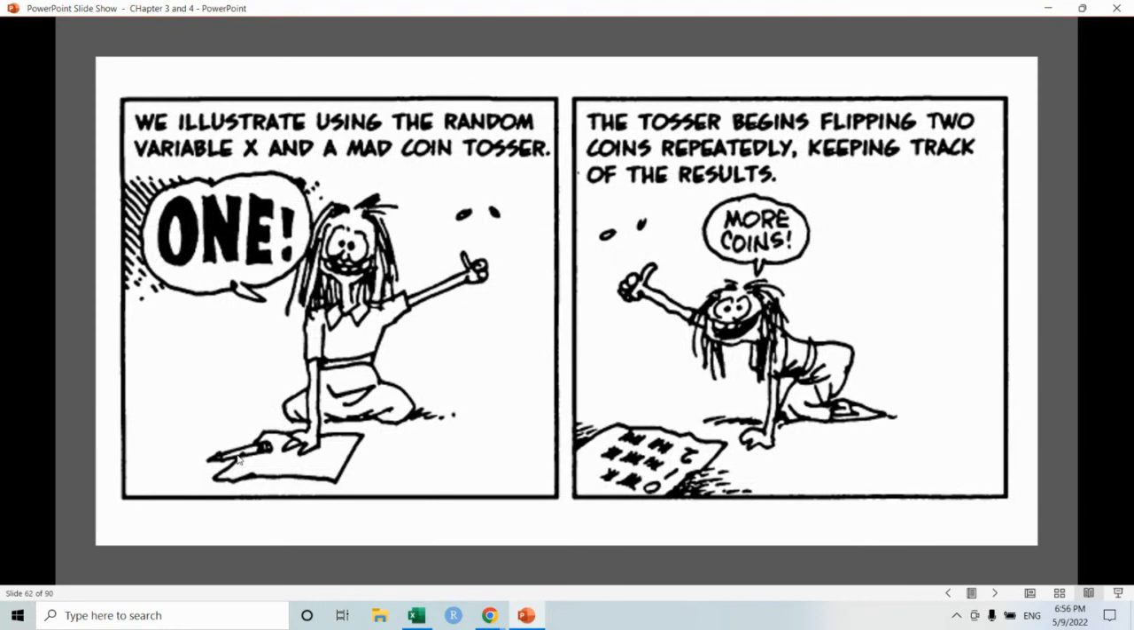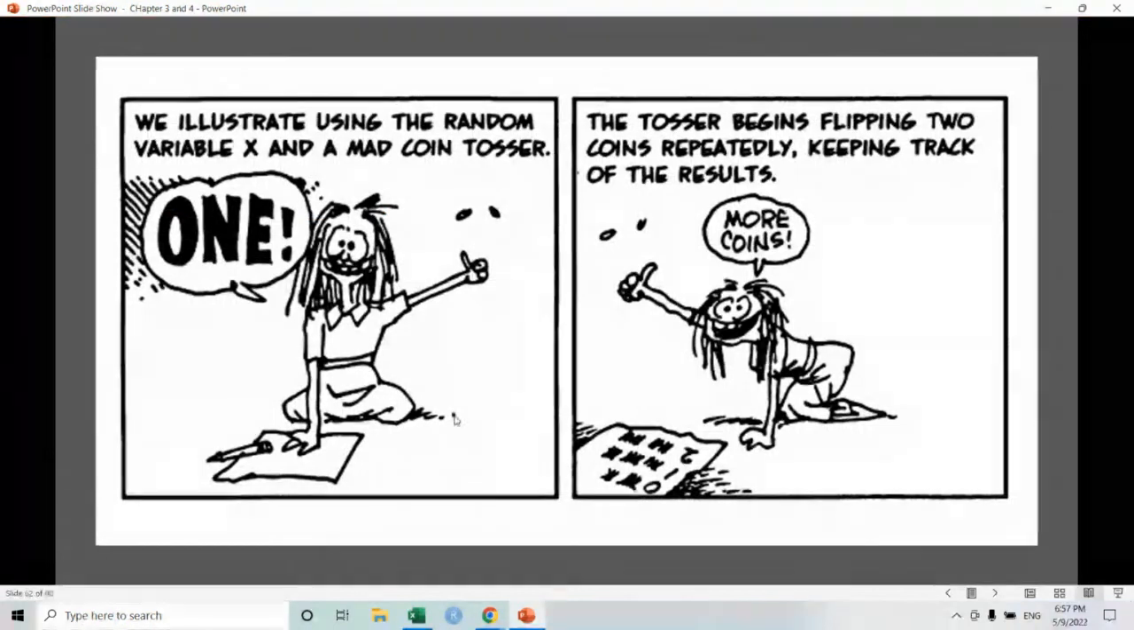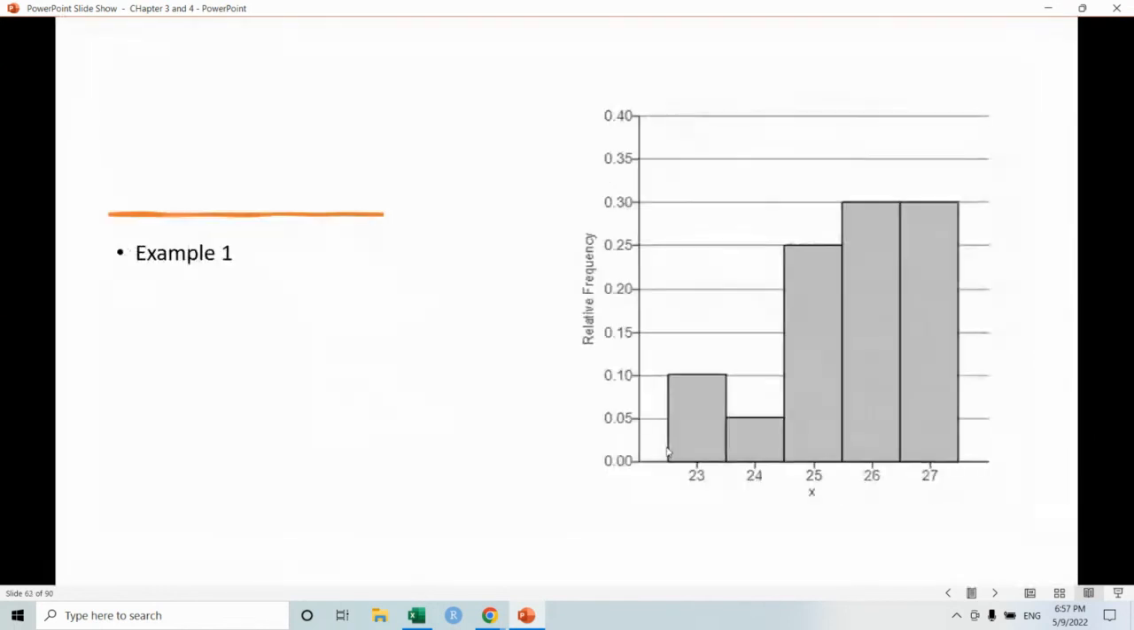Illustrate using the random variable x and a mad coin tosser. The tosser begins flipping 2 coins repeatedly, keeping track of the results for a gazillion times. Basically, what we'd see if we graphed this, and this comes back to the law of large numbers and the central limit theorem, is that this binomial distribution is going to approach the normal distribution, which is kind of the underlying law of all parametric statistics. So we'll talk more about that in the future too.